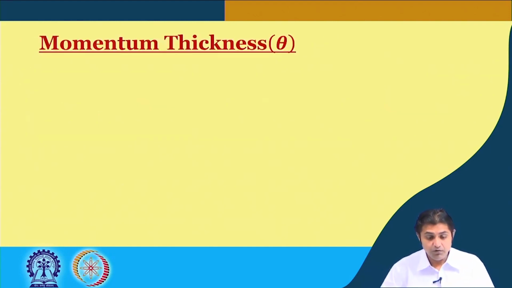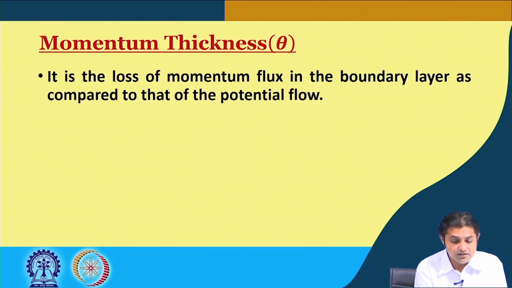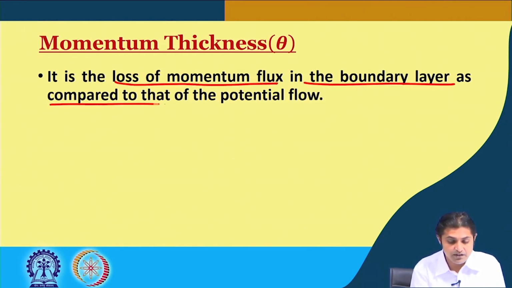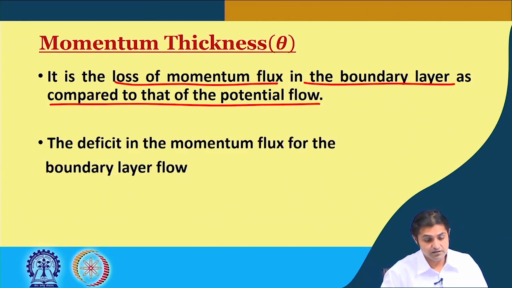Now, proceeding, what is the momentum thickness theta? So, momentum thickness theta is the loss of momentum flux in the boundary layer as compared to that of the potential flow. So, there is some loss in the momentum flux, and why is that lost? Because of the presence of the viscosity due to the presence of the plate in a viscous fluid flow. Therefore, this is the loss of the momentum flux.